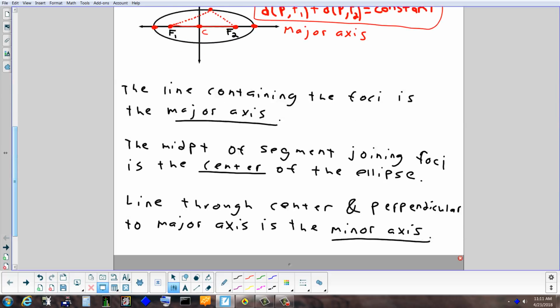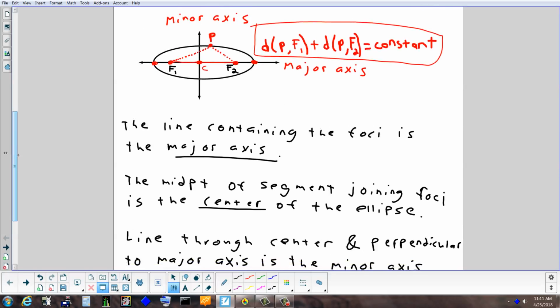If you draw a line through the center, but perpendicular to the major axis, in this particular case going up and down, that's the minor axis. So the minor axis goes right through the center, and it is perpendicular to the major axis.